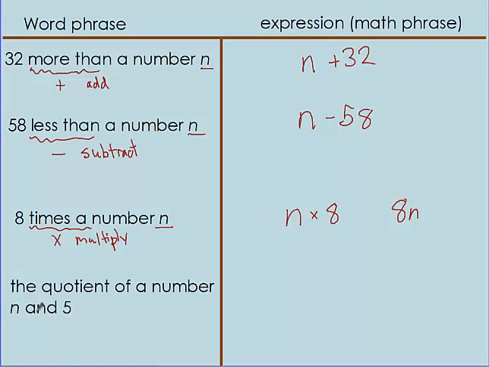The quotient of a number n and 5. So we have a variable n, and we're going to have a 5 somewhere. Whenever you see quotient, quotient means you're going to divide. So dividing n and 5, you put the first number on top, second number on bottom. So n on top, 5 on bottom. So n divided by 5.